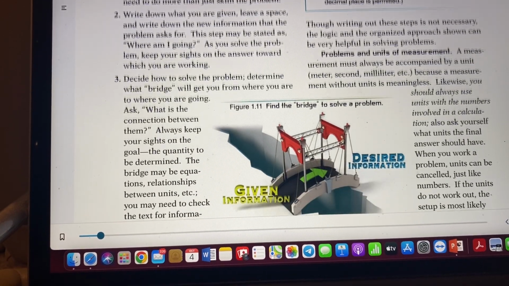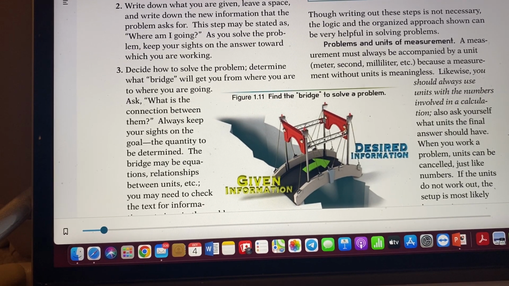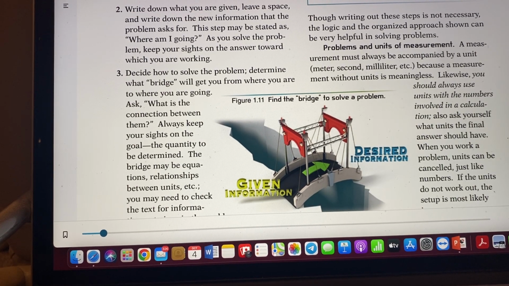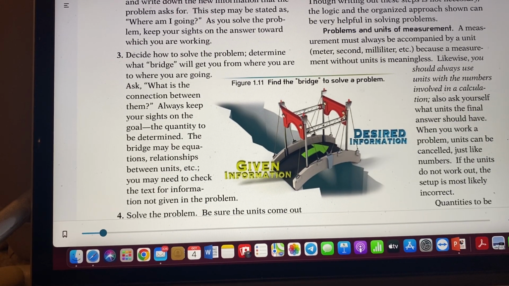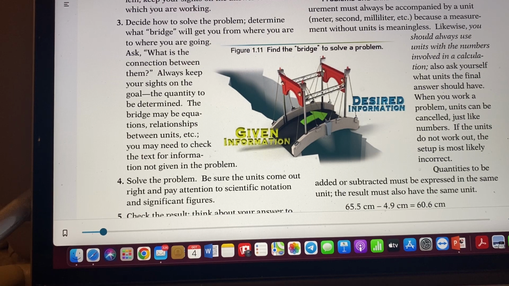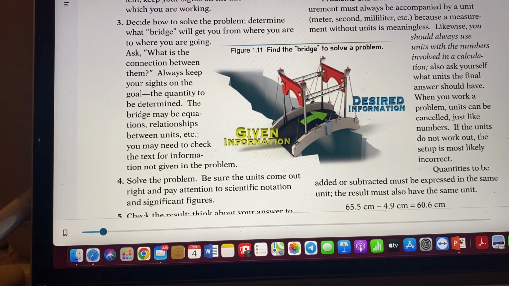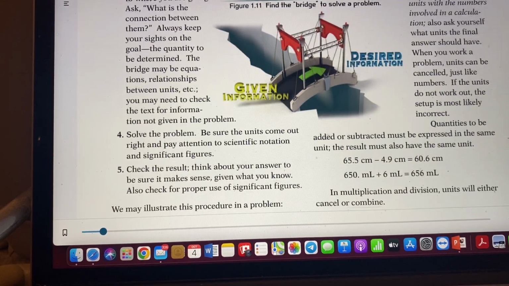So, number 3. Decide how to solve the problem. Determine what bridge will get you there. What is the connection between them? Always keep your sights on the goal, the quantity to be determined. The bridge may be equations or relationships between units. You may need to check the text for information not given in the problem. So here it's like a little bridge to the desired information and onto the desired problem. Then you solve the problem.